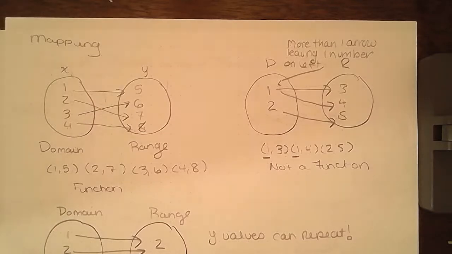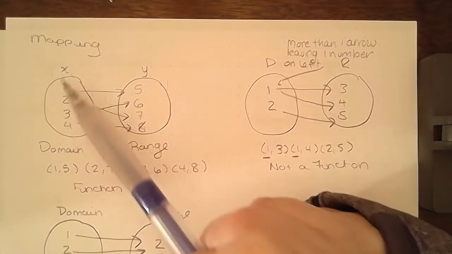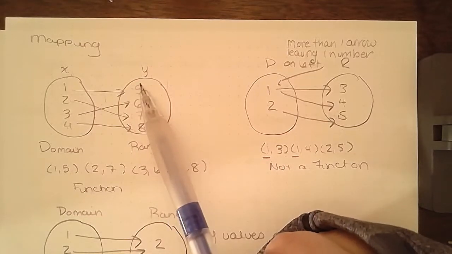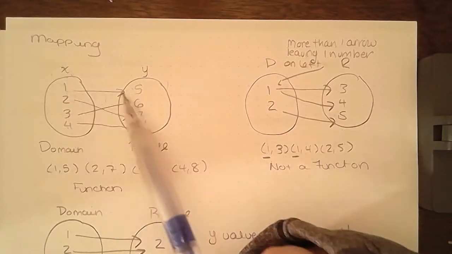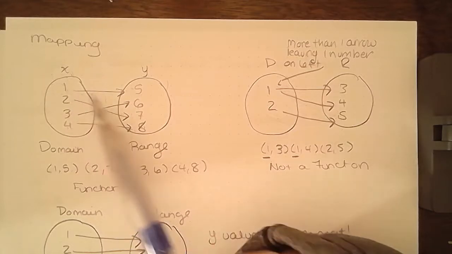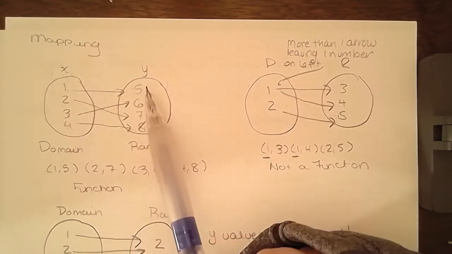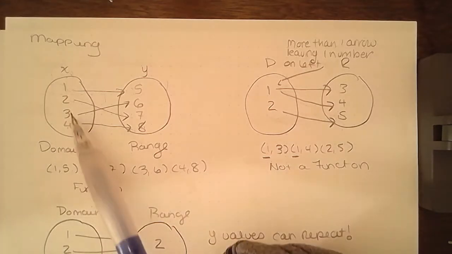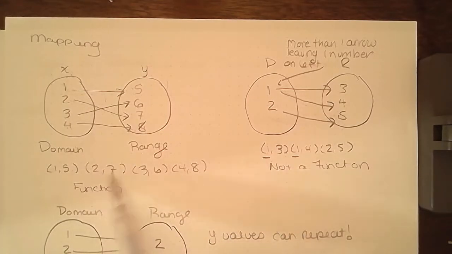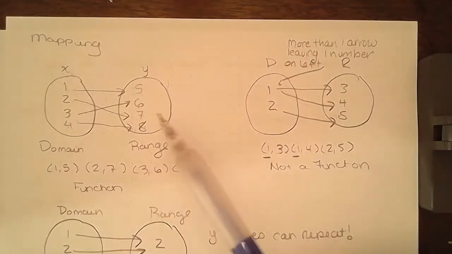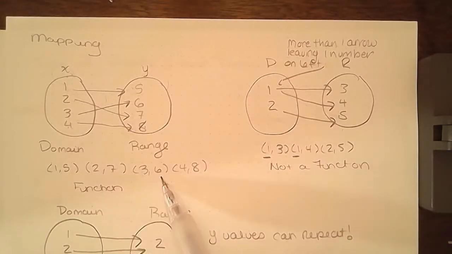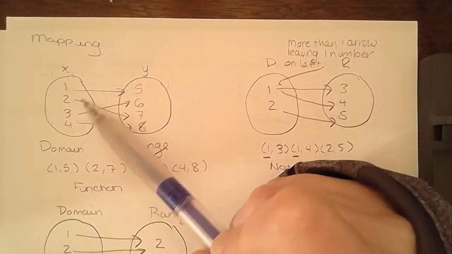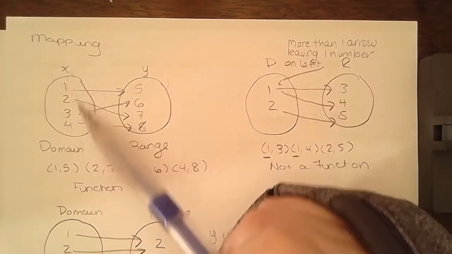So again, your domain is usually on this left bubble and your range is on your right. And what happens is there's an arrow from this side to this side, and that's your ordered pair. So this one maps to 5, so I have the point (1, 5). 2 maps to 7, so I have the point (2, 7), and so on and so forth. 3 to 6, so (3, 6), and 4, 8. And if you notice, these do not repeat, and there's only one arrow leaving each one of these x values.